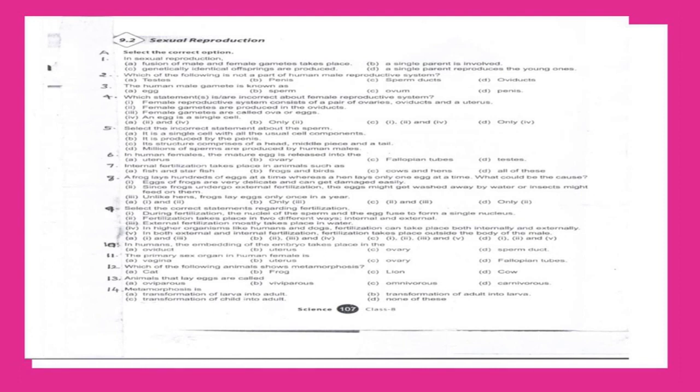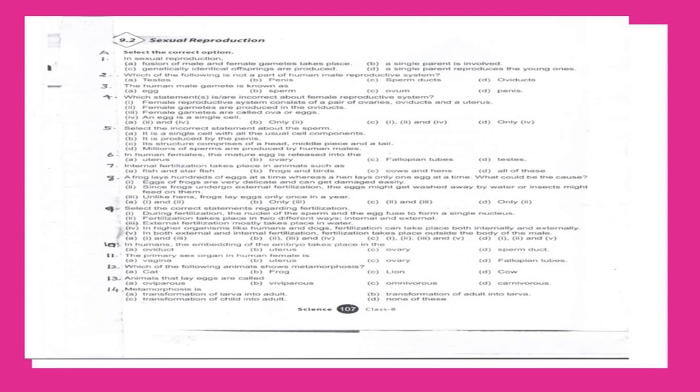Frog and bird: frog external fertilization, bird internal fertilization. And then cows and hens both are internal fertilization. All of these, no. Answer: cows and hens.